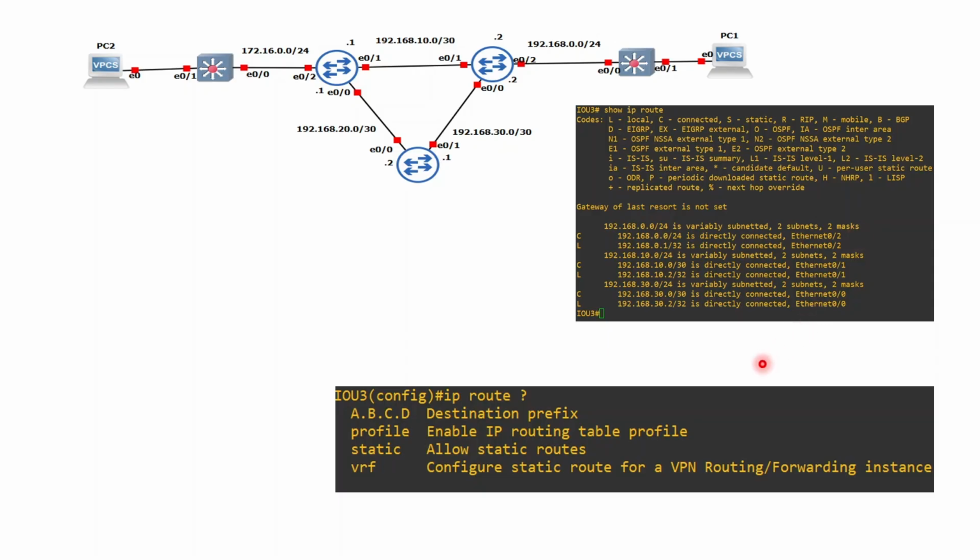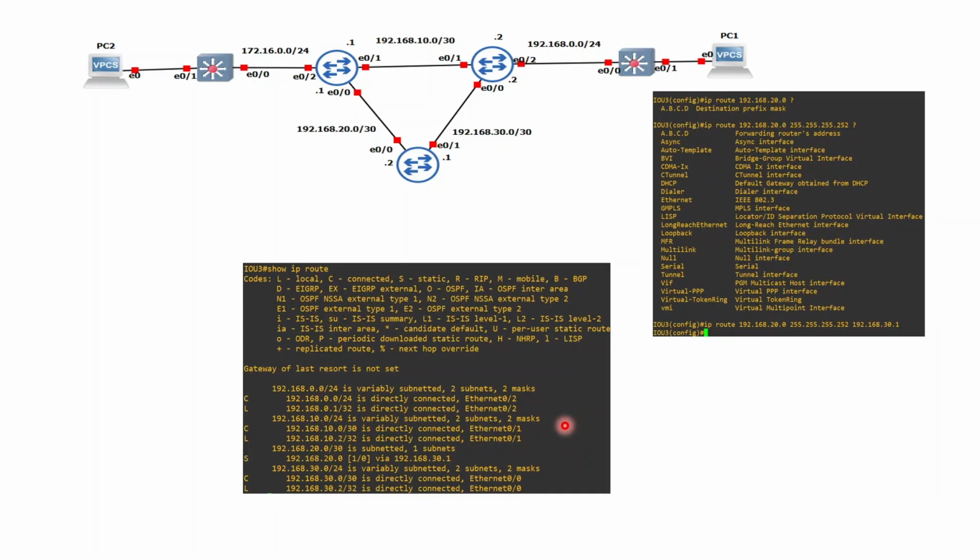Now let's get started on how to configure a static route. As you can see here, after I enter global configuration mode, shifting from privileged exec mode, I type the command ip route. Then I follow it with a question mark to see what I can do after this command. There are a couple of options I can use in this mode, but since we said we are configuring a static route, I will only use the first option, which tells me I need to specify a destination prefix.